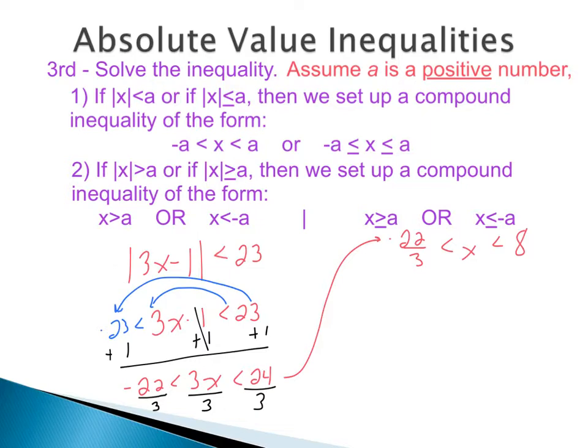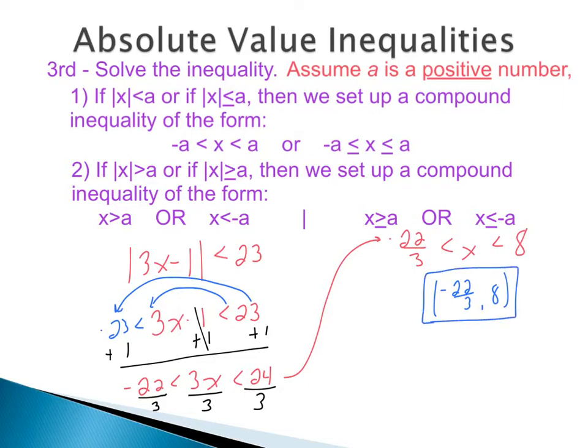Or we want all of the values that are between negative 22 over 3 and 8. So we use parentheses with both since we have less thans, negative 22 over 3 all the way up to 8. So there's no infinities. That would be your interval notation.